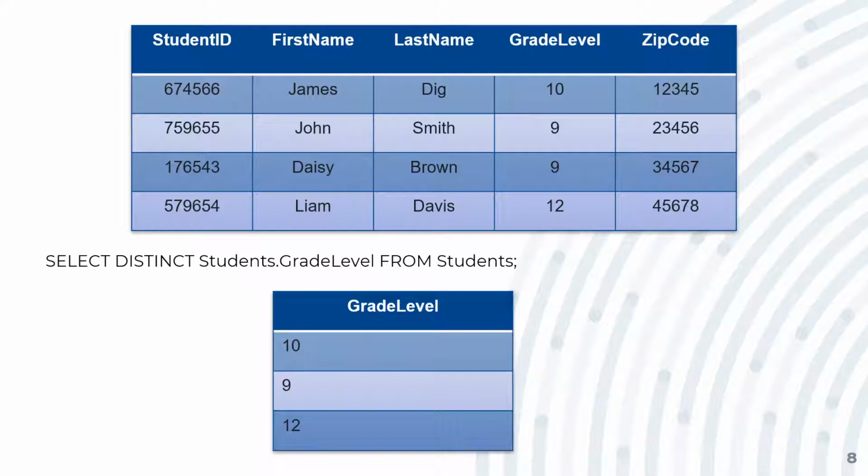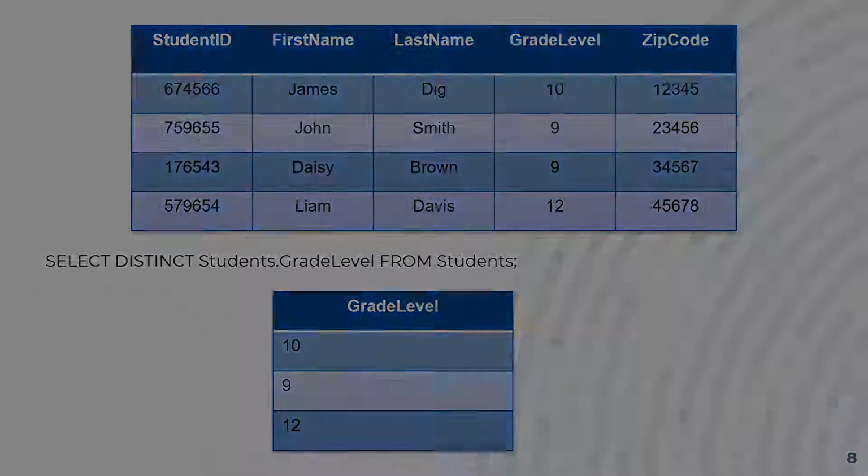We have the students table again, and when we run the select distinct statement on just the grade level column, we can see that even though there are 4 values, it only returns 3. That is because there is a duplicate 9 in the column, which select distinct omits. If it were just a select statement, it would show all 4 numbers instead of just the 3.